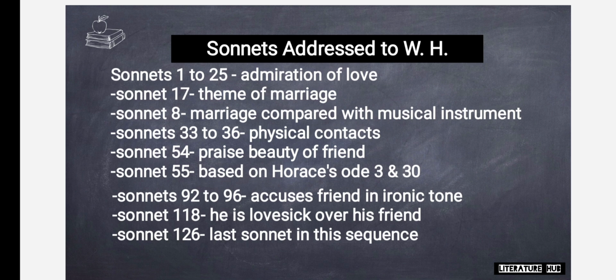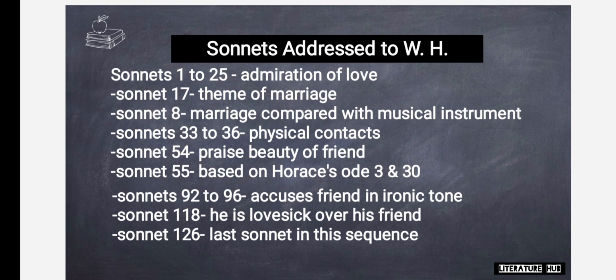In sonnet number 17, there is a theme of marriage, and the poet urges the fair youth to get married and produce children. In this way, his beauty will be carried on into the next generation. In sonnet number 8, marriage is compared with a musical instrument where father, mother, and son create a sweet and pleasant note.